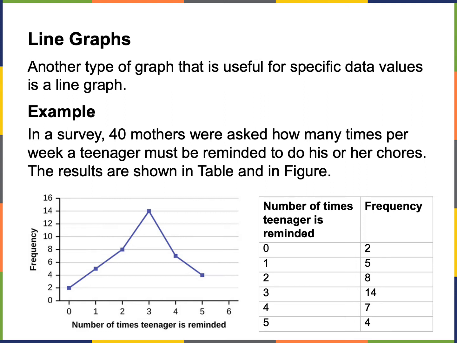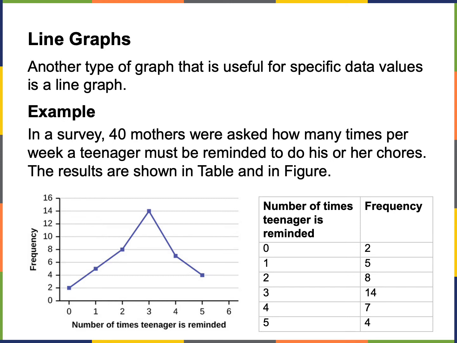Here, 14 moms out of the 40 needed to remind their kid 3 times a week. And then here you have 7 moms that need to remind their teenager 4 times a week. And then here are the unlucky 4 moms who needed to remind the teenager 5 times a week to do their chores. Sorry, guys. Okay, so now how do you do the graph?